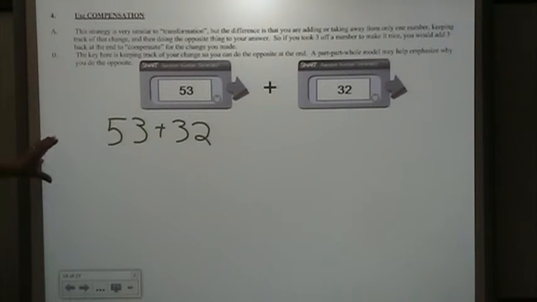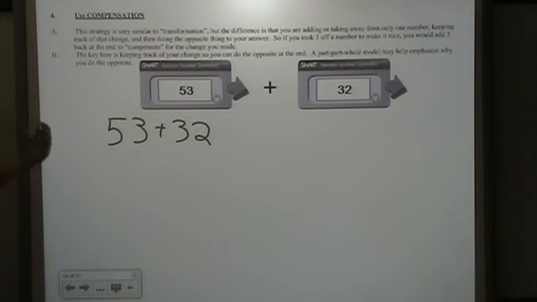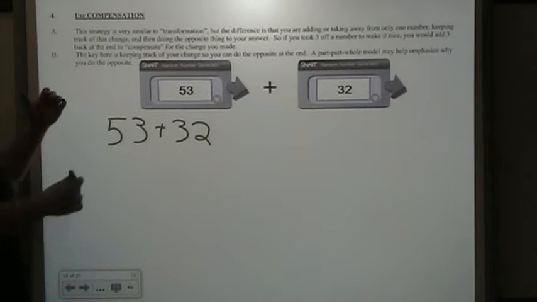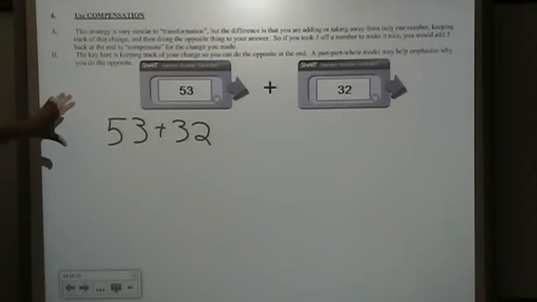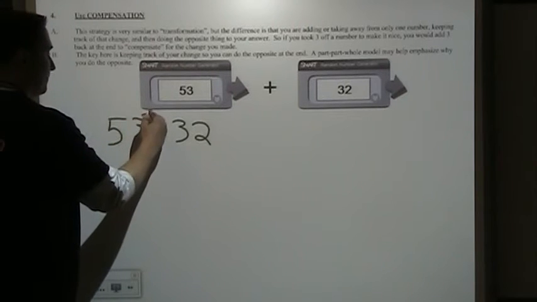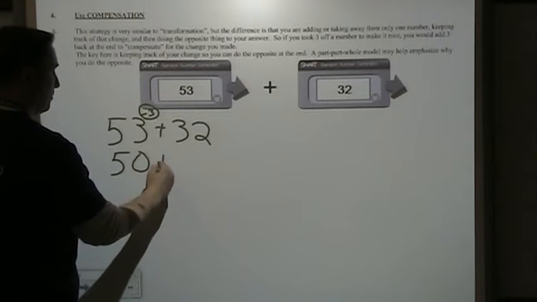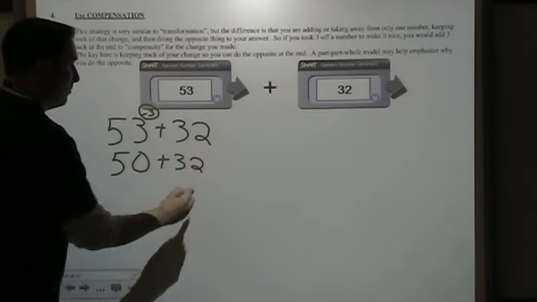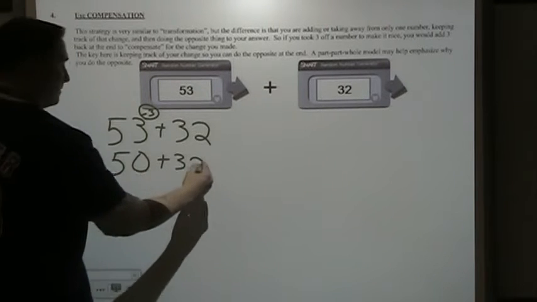In compensation, you're going to change one of them to be nice, just like transformation. But the difference is, in compensation, you change the end result. Okay, so I'm going to take 3 off of this one to make it 50. So now I changed it to 50 plus 32. Remembering that I took 3 off, I have to keep that in the back of my mind. And I get 82.